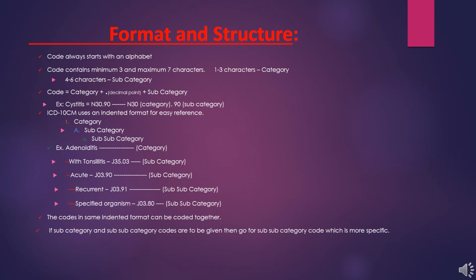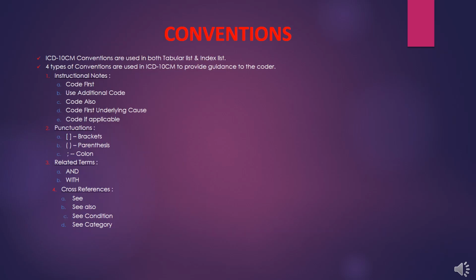ICD-10 uses an indented format for easy reference. Category, subcategory, sub-subcategory. For example, adenoiditis with tonsillitis, J35.03 is acute, J03.90 is recurrent, J03.91 is specified organism, J03.80. The codes in the same indented format can be coded together. If a subcategory and sub-subcategory code are both available, then go for the sub-subcategory code, which is more specific.